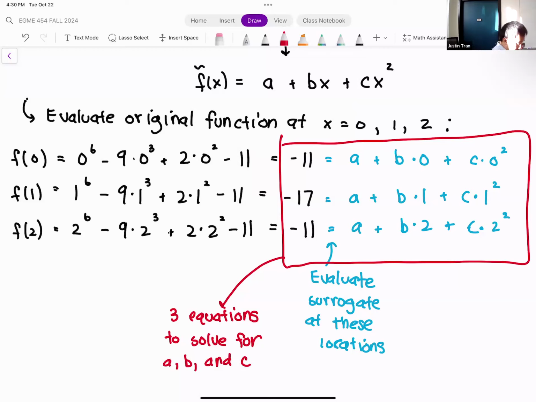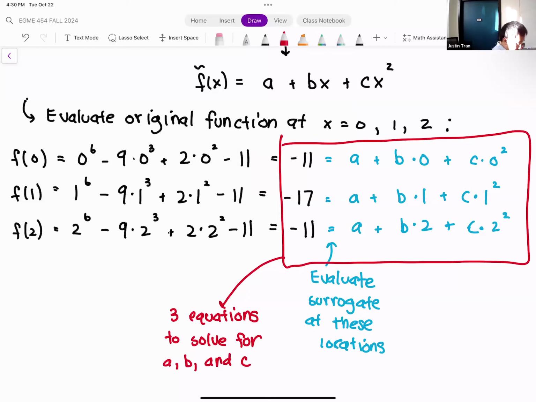Okay. So I'm not going to bore you with the linear algebra in this case. This is something that, eventually, we're going to get a computer to do for us anyway. So I'll just give you the answer here. From this system of equations, you would get A is equal to minus 11. B is equal to minus 12. And then C is equal to 6.